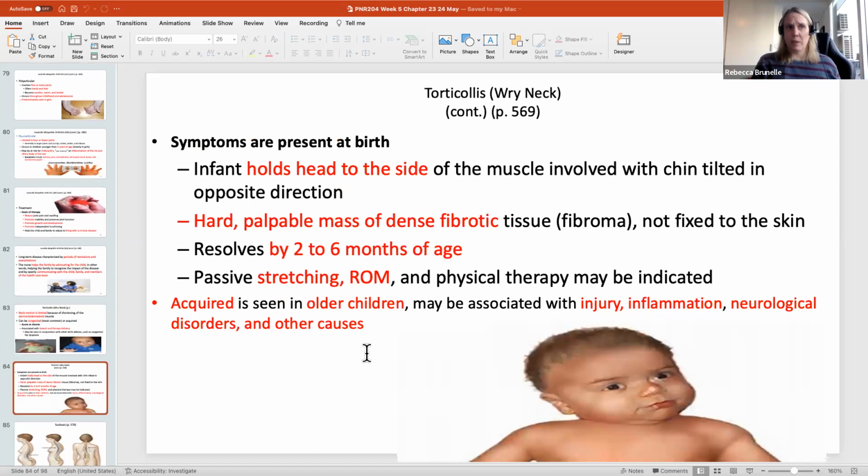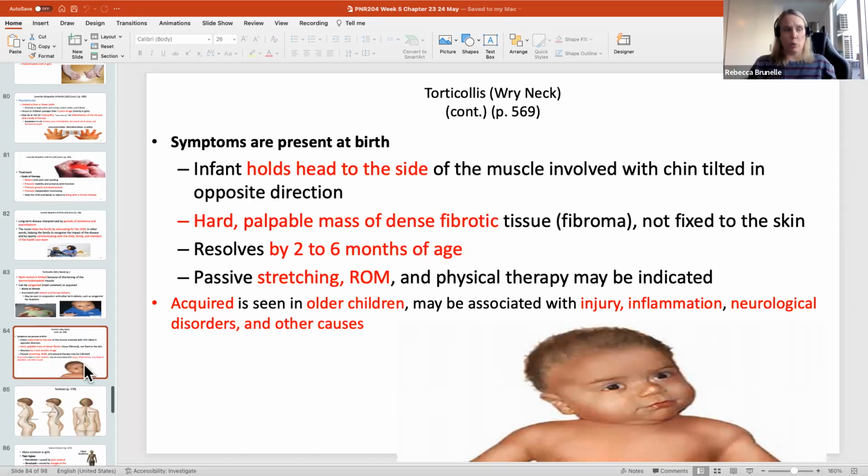So this is something where you see the kid hold their head to the side. Usually it is just stretching and range of motion. This is not something that normally requires surgery. This is education for the parents. Worst case scenario, they might need to have surgery, but usually you can do range of motion exercises and it goes away between the ages of 2 and 6 months.